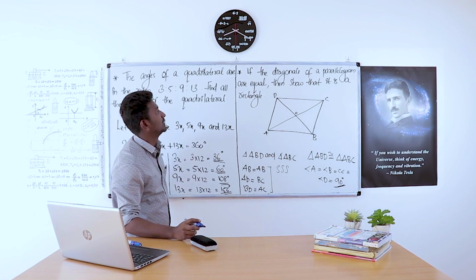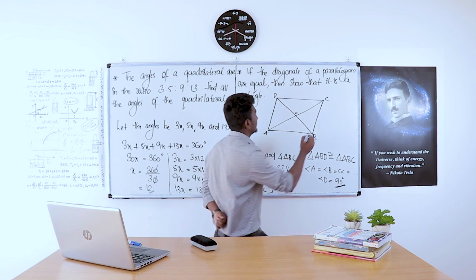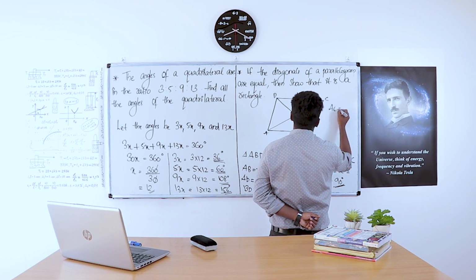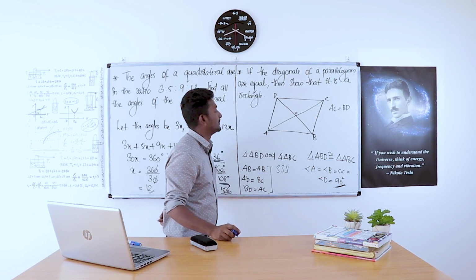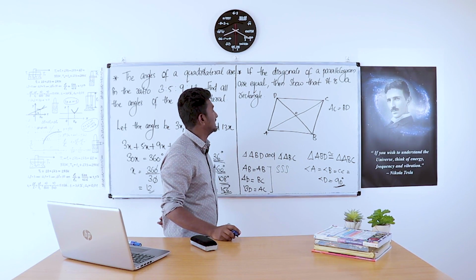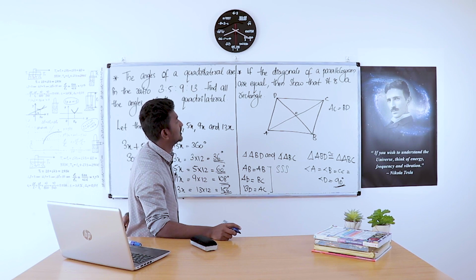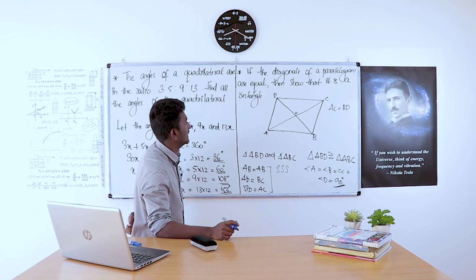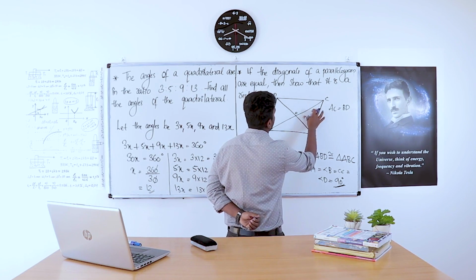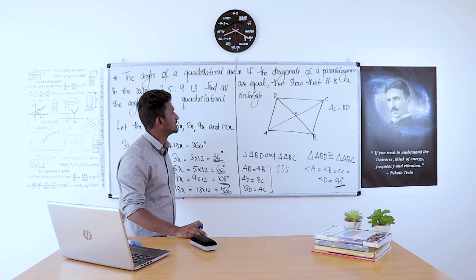The only condition we know is that the diagonals of the parallelogram are equal. That means AC is equal to BD. Then what is the next condition? We know that the diagonals of a parallelogram bisect each other. That means AO is equal to CO, DO is equal to BO. These all four are equal.